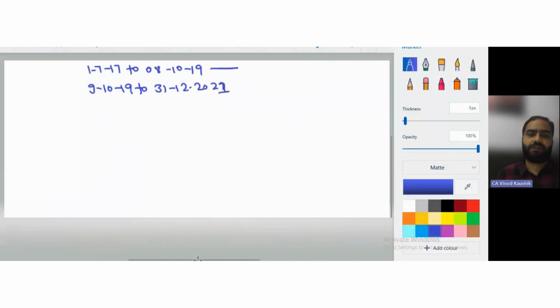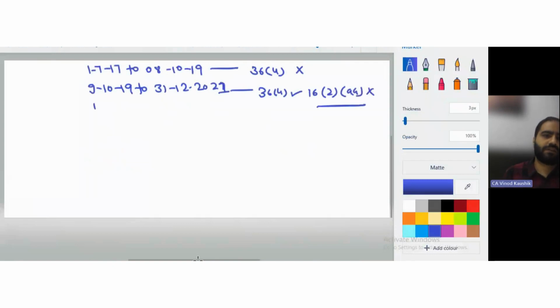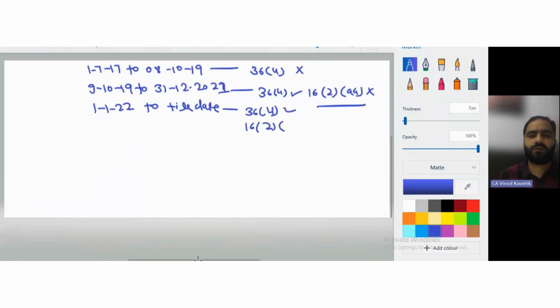This is very important, friends. 36(4) yes, but 16(2) AA absent. 16(2) AA, till date you can say we have 36(4) also and 16(2) AA also.